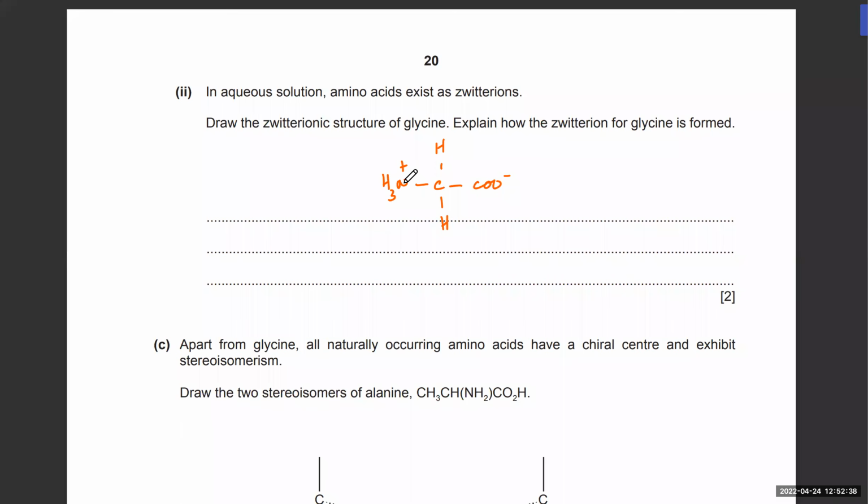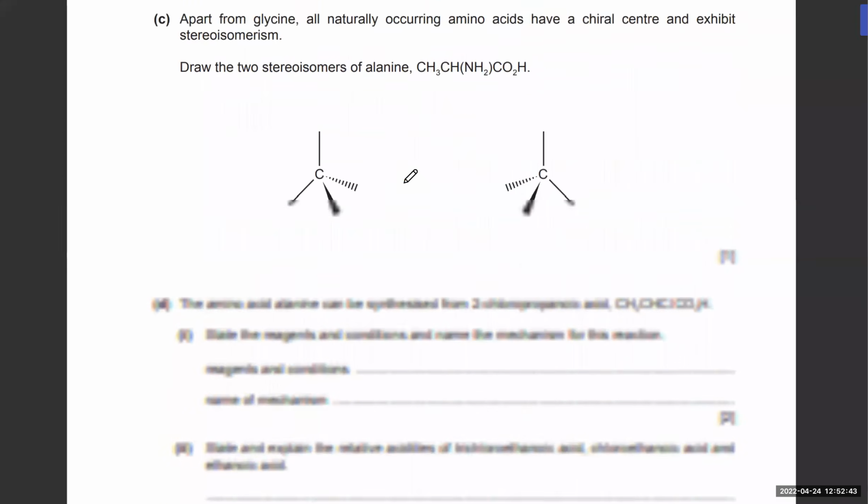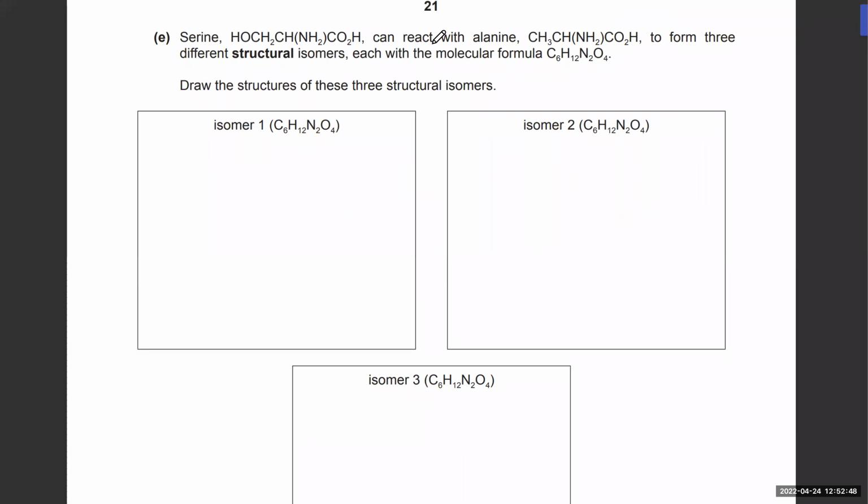So it's the E part. Serine can react with alanine to form 3 different structural isomers, each with the molecular formula C6H12N2O4. Draw the structures of the 3 isomers. Both are amino acids, so it's going to be a peptide, like the first one. He's saying they're going to react and form 3 different things. So first one, what is this thing?